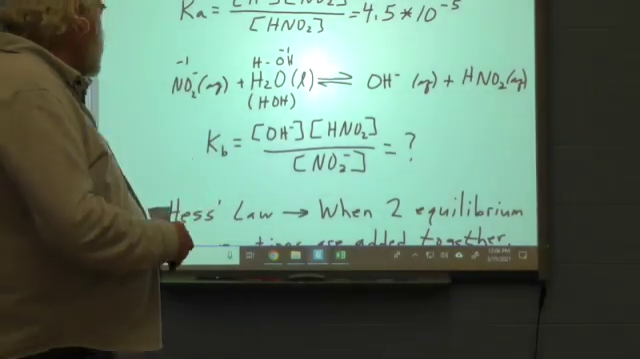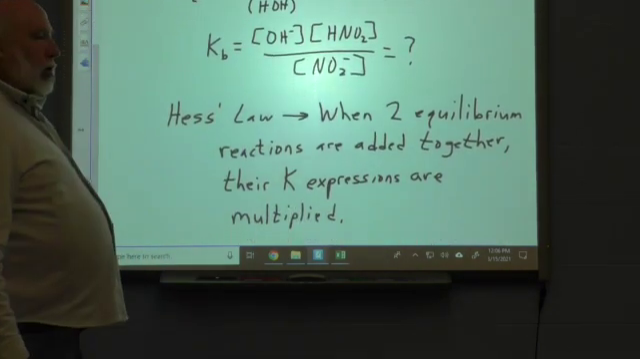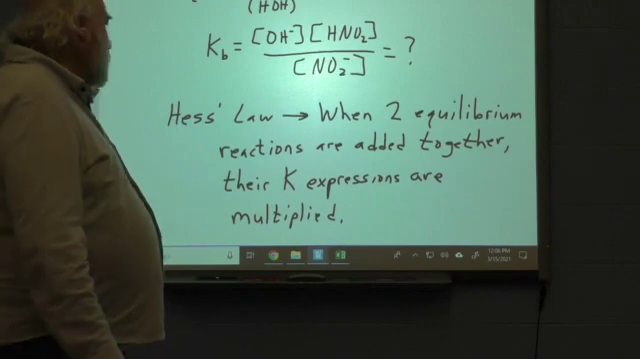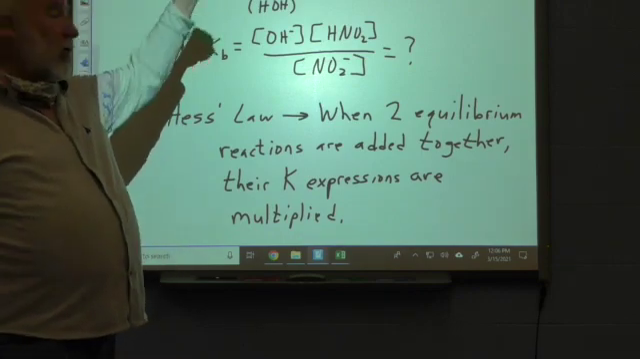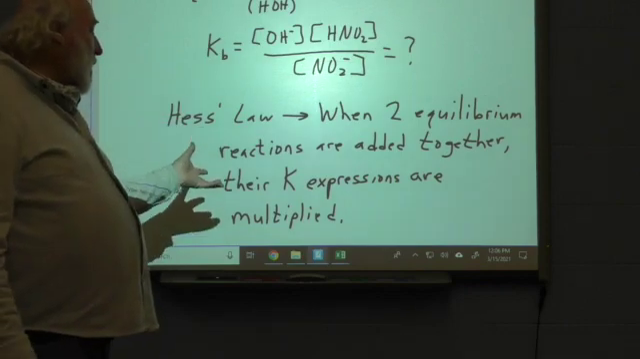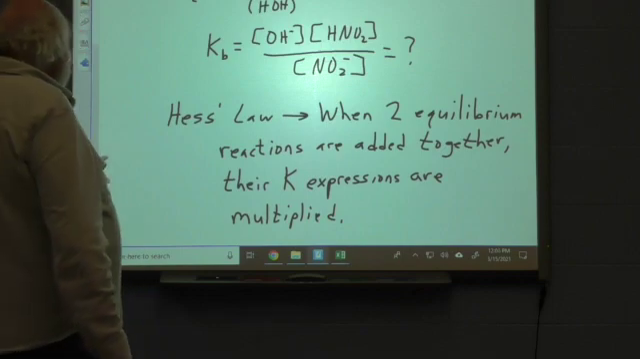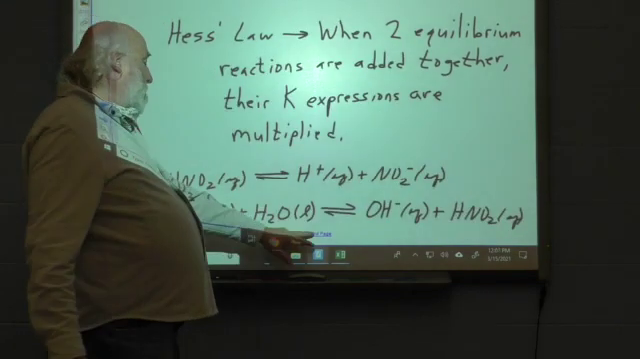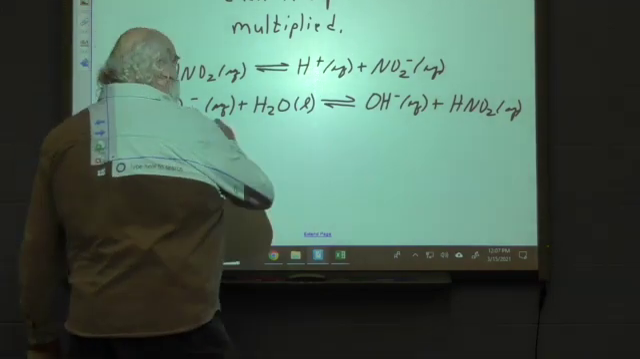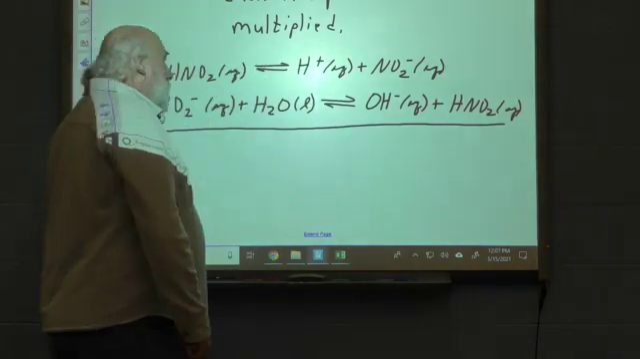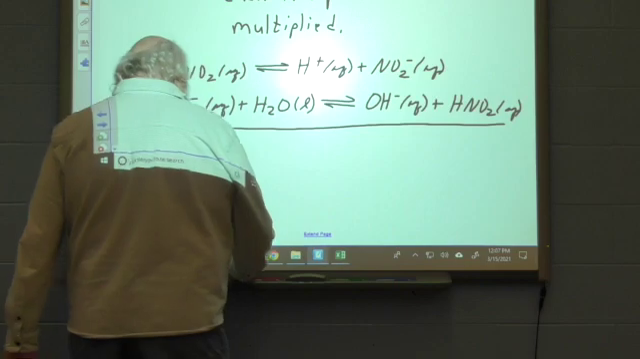What we're going to do is use something called Hess's law. Hess's law is when two equilibrium reactions are added together, like the two that I've done up here, their K expressions are going to be multiplied. So here are the two equations again. Now, when we add two equations together, we cancel out anything that we find on both sides of the equation.